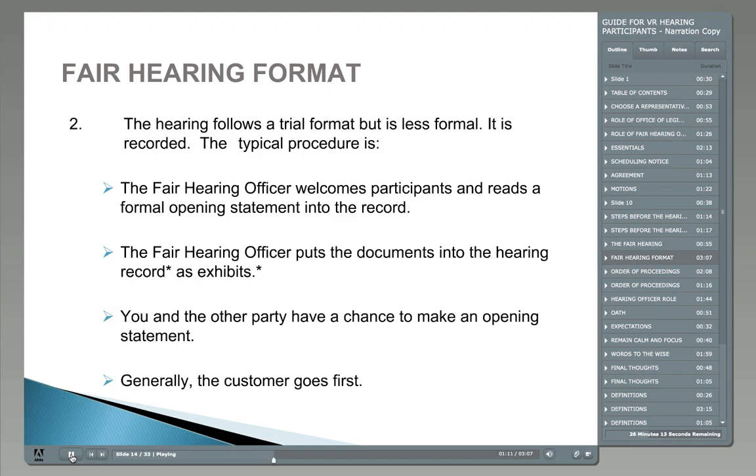The fair hearing officer is going to put the documents into the hearing record as exhibits. In other words, if there's piles and piles of medical records, the only way that a fact gets into a hearing is if it's admitted, and it's either admitted through exhibits, through medical records, or it's in direct testimony.